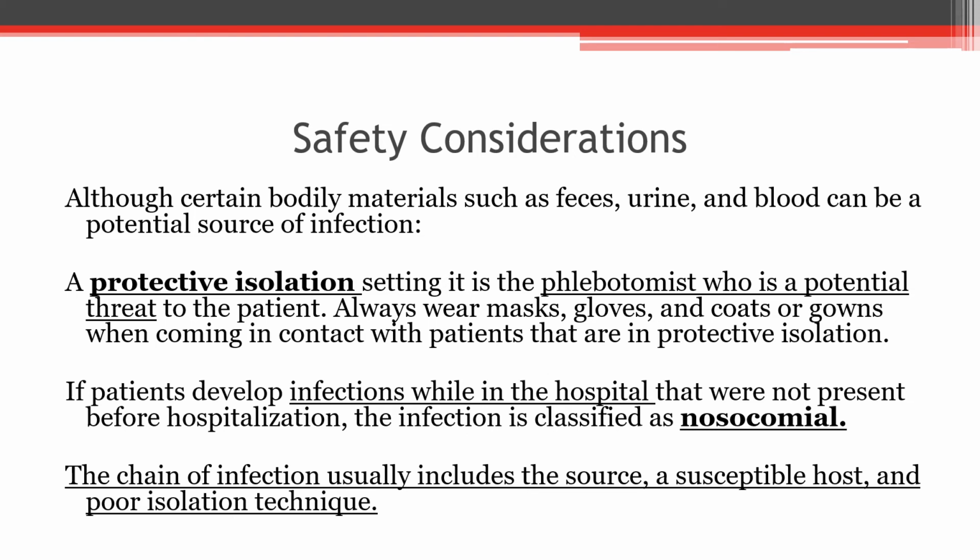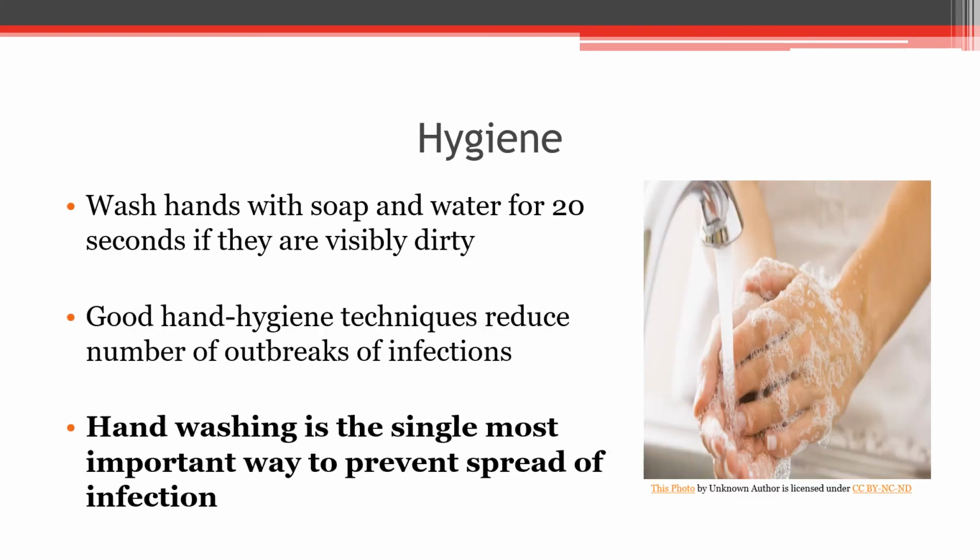If patients develop infections while in the hospital that were not present before hospitalization, the infection is classified as nosocomial. The chain of infection usually includes the source, a susceptible host, and poor isolation technique. Hygiene. Wash hands with soap and water for 20 seconds if they are visibly dirty. Good hand hygiene techniques reduce the number of outbreaks of infections. Hand washing is the single most important way to prevent the spread of infection.